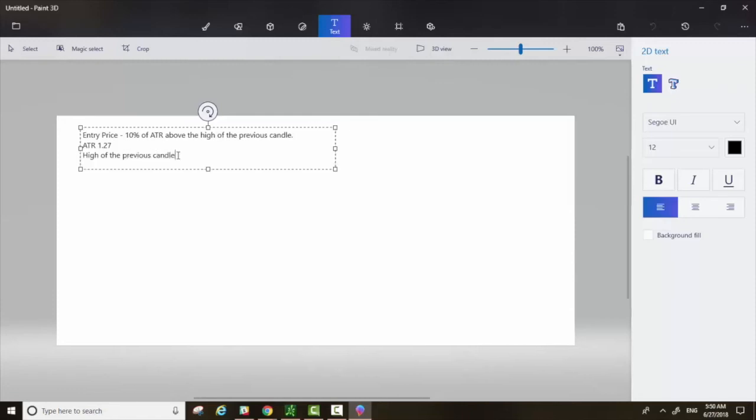Previous candle was 45.99. Okay, so if we go 10% of this above that, very simple. So we'll go, let's do this in math terms. Okay, so our entry price is going to equal 1.27 times 0.10, which is going to equal 0.127. Okay. Well, of course, we're not going to use 12.7 cents, so this is actually going to turn out to be 0.127. Okay, so we're going to round that to 13 cents.